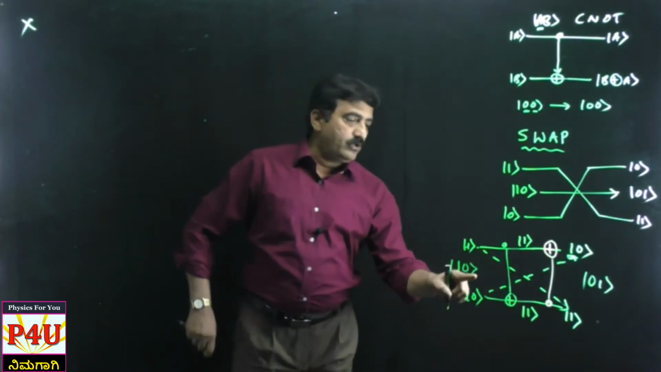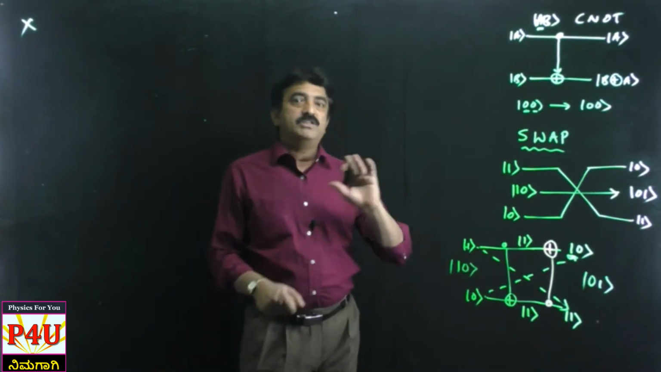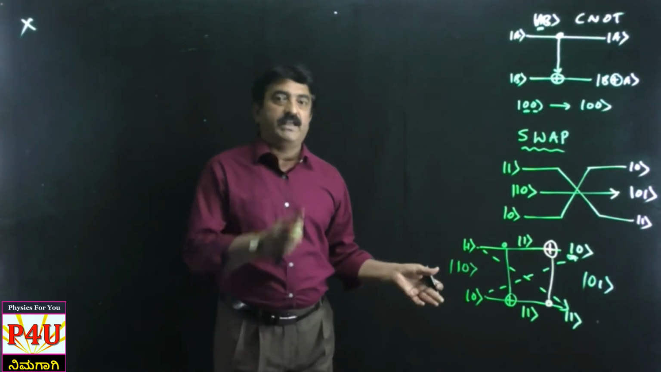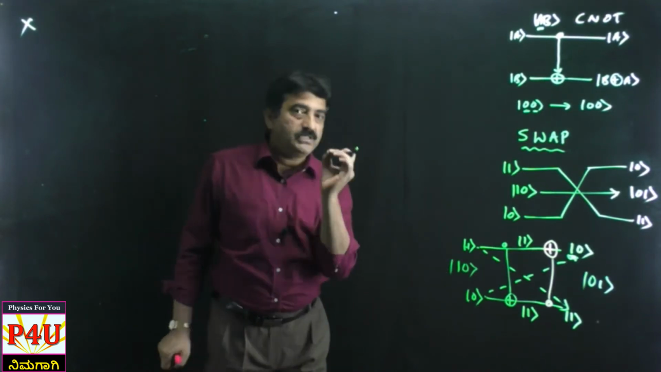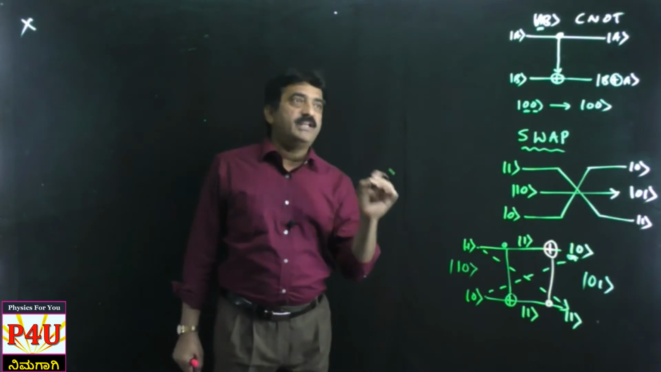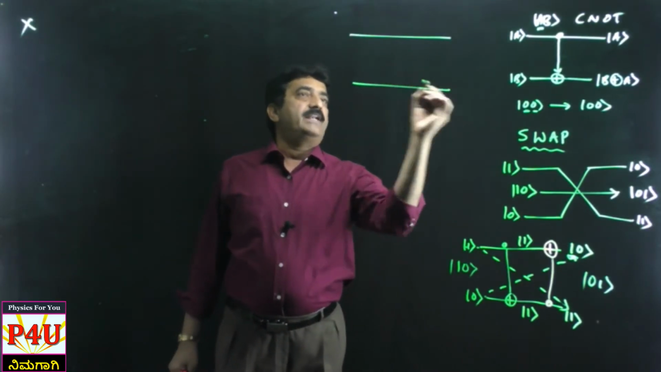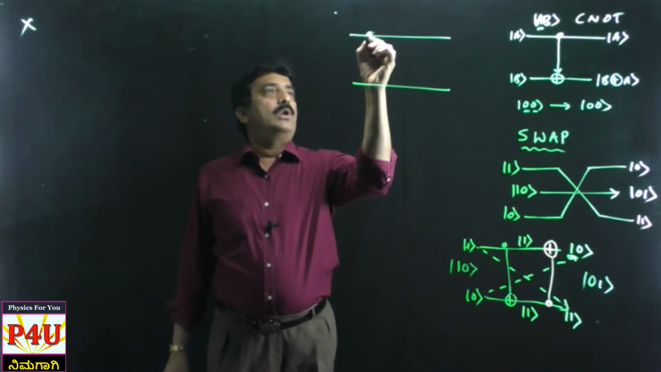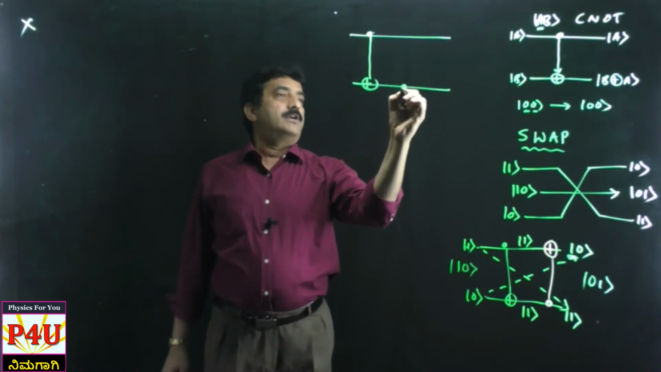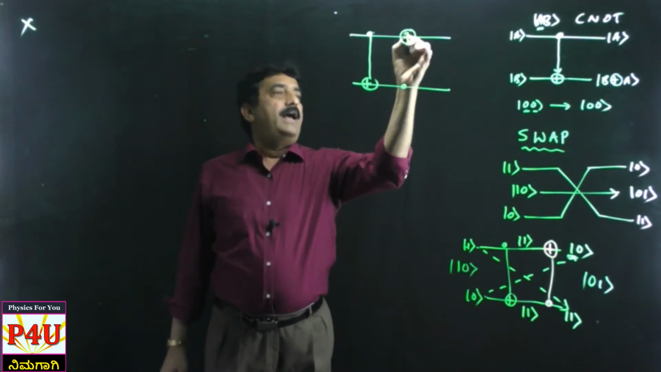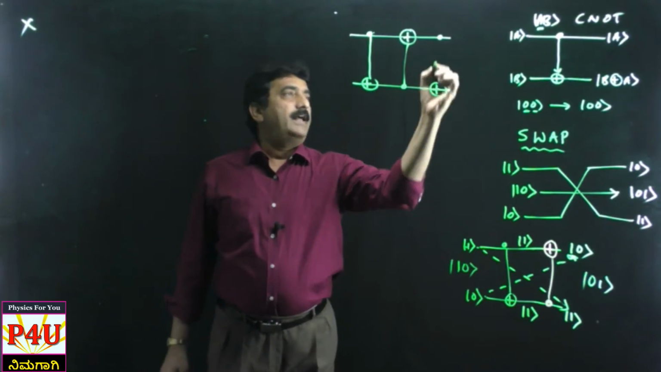So for 1 0 to 0 1, 2 controls are enough, but it is not possible to achieve the same thing for all the states. Therefore, it is better to have more CNOT gates. At least 3 CNOT gates, minimum 3 CNOT gates I need. So I take 3 CNOT gates. First, this is control, this is target, it acts on this. Next, this is control, this is target, acts on this. Next, this is control, this is target, acts on this.